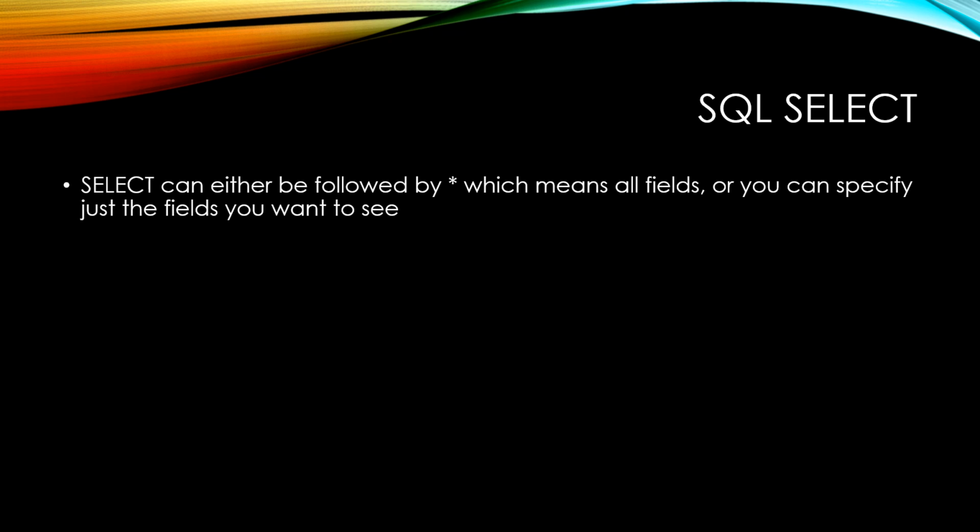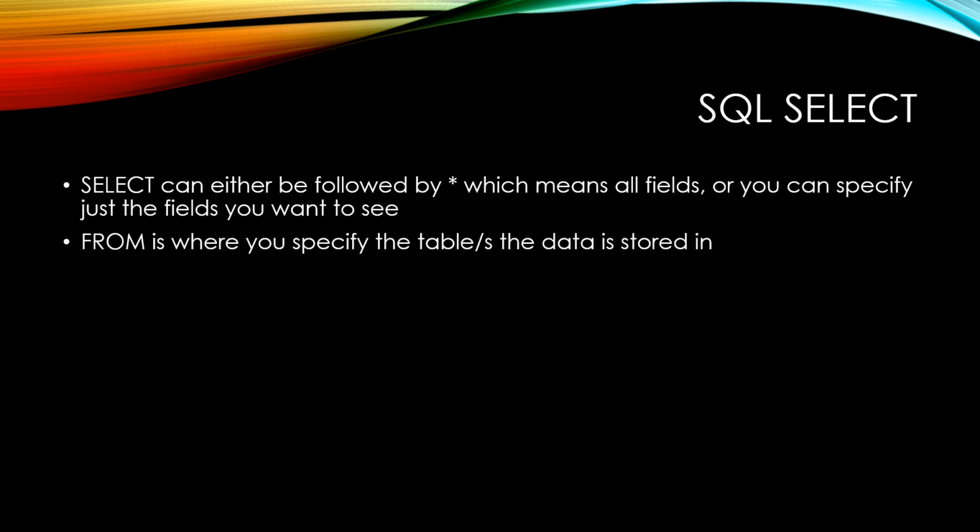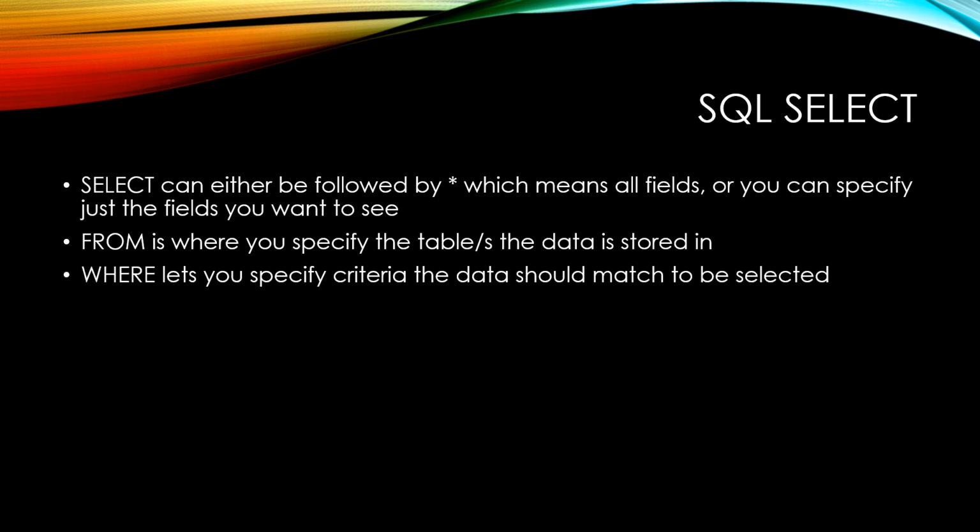Select can either be followed by star, which means all fields, or you can specify just the fields you want to see. From is where you specify the table or tables the data is stored in. In a database, data is often stored in several linked tables. However, at GCSE level, you will only be required to extract data from a single table. Where lets you specify criteria the data should match to be selected.